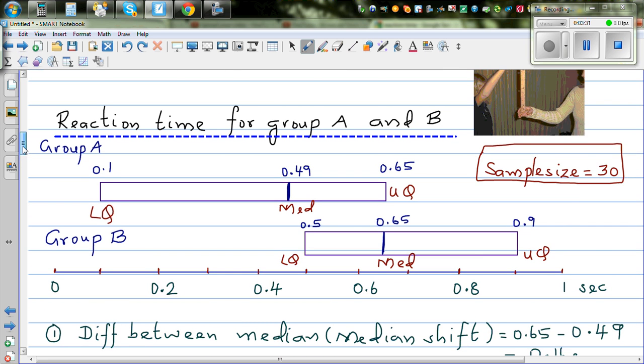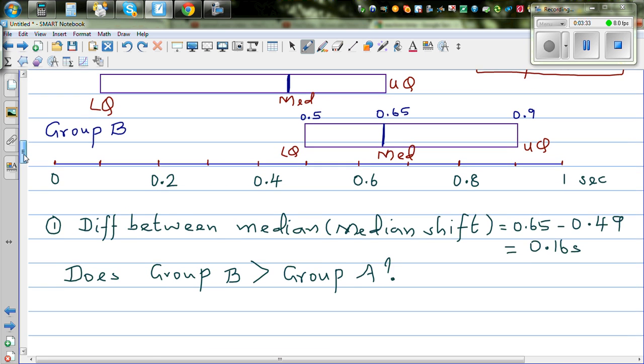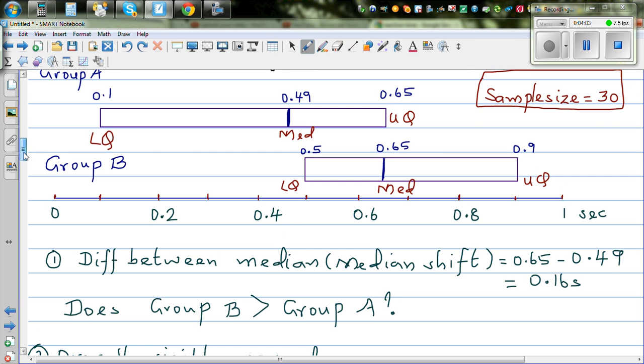Okay, now to answer this question, we need to look at the overall visible spread. The second thing that we need to calculate is the overall visible spread. Overall visible spread is the difference between the higher upper quartile and the lower quartile. Okay, now what does that mean?